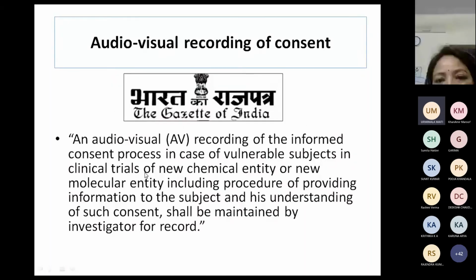This is audio-visual recording of consent. This is a special circumstance in which you are dealing with vulnerable subjects who are involved in clinical trials of a new chemical entity or new molecular entity. In these cases, it is recommended, as per the Gazette of India, that you should have a procedure of providing information to the subject and his understanding of such consent, and this shall be maintained in an audio-visual recording by the investigator for record purposes.